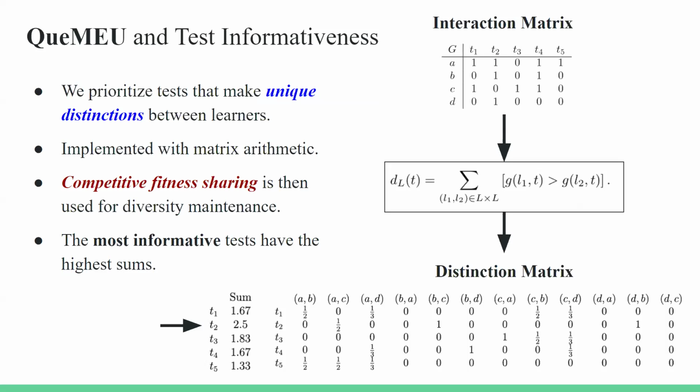And so then, summing across the rows of the distinction matrix, we arrive at a score for informativeness, and we might choose the most informative member of the population to move to the front of the queue.